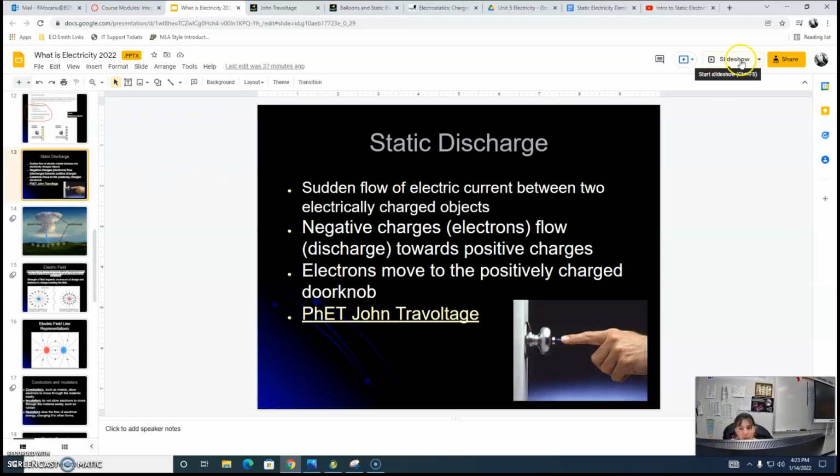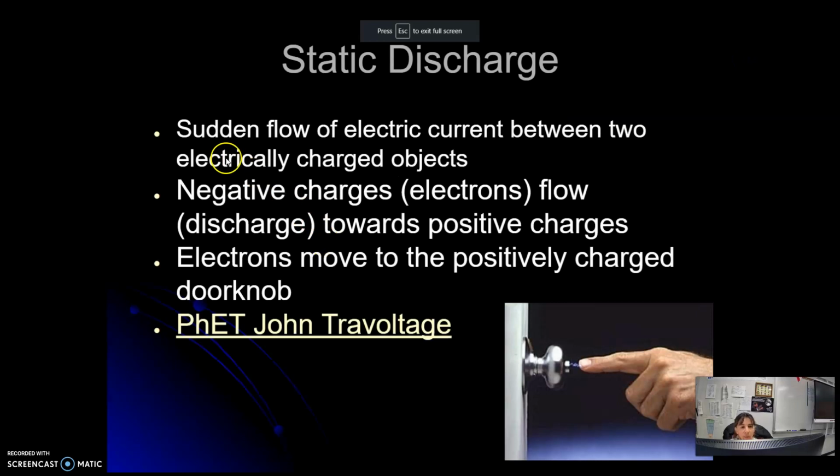So static discharge is actually a sudden flow of electric current between two electrically charged objects. And in a static discharge, what happens, and I'm going to show you a demonstration of this very shortly, is that negative charges or electrons will flow towards positive charges. And the object that is charged at the beginning, after the electric discharge, will become neutral.